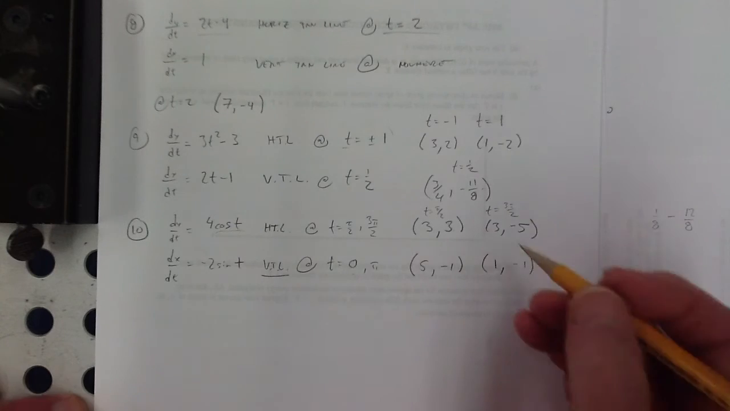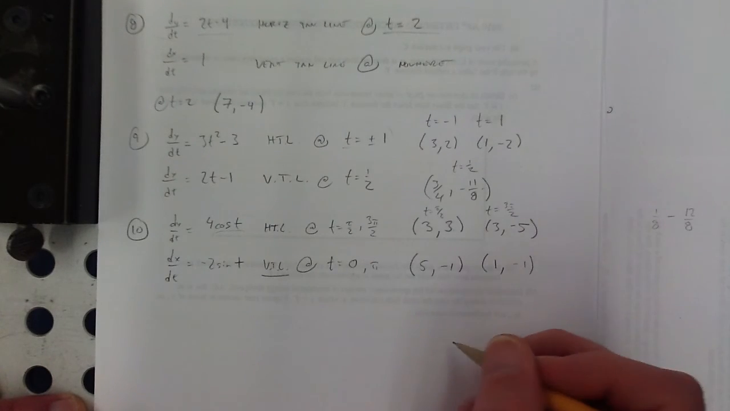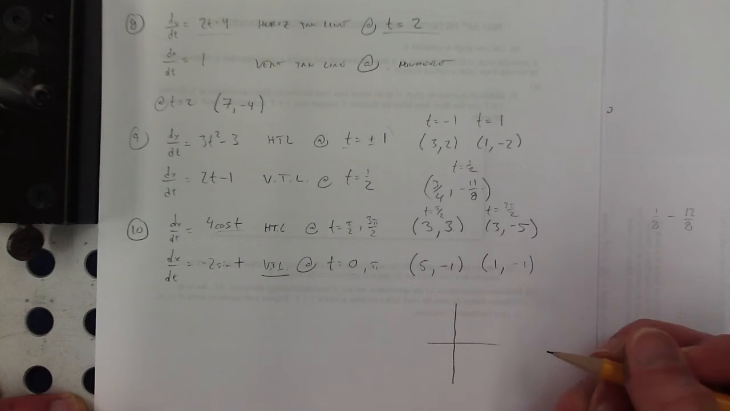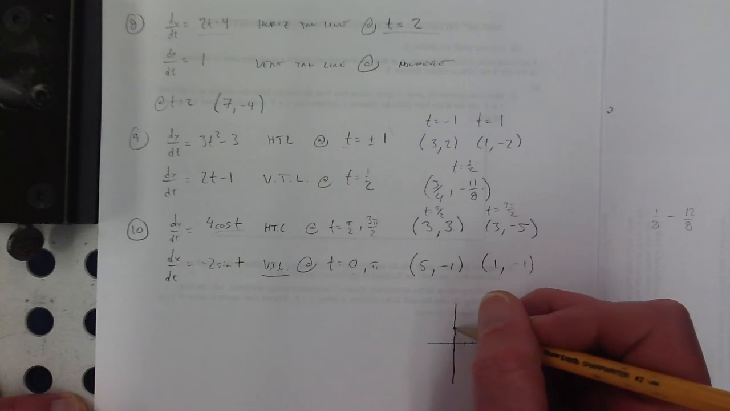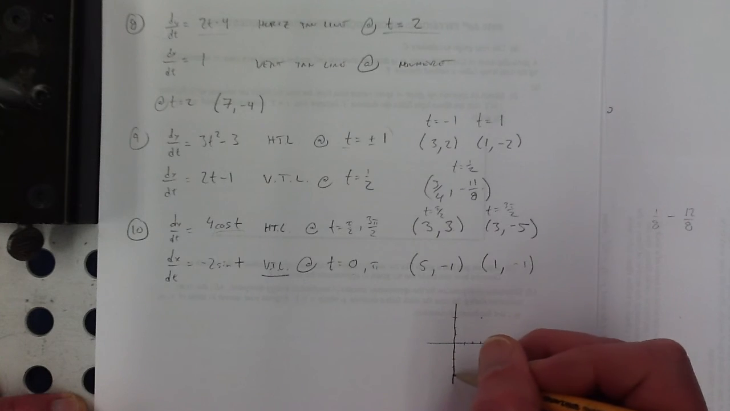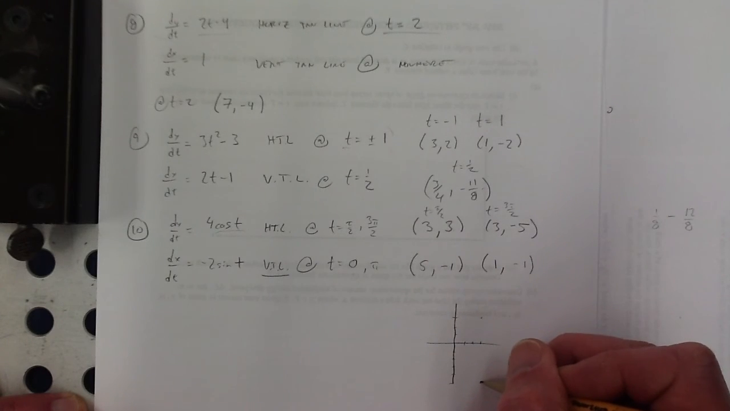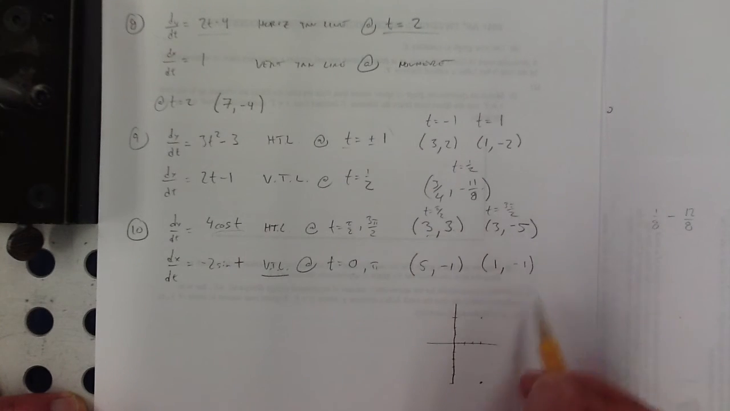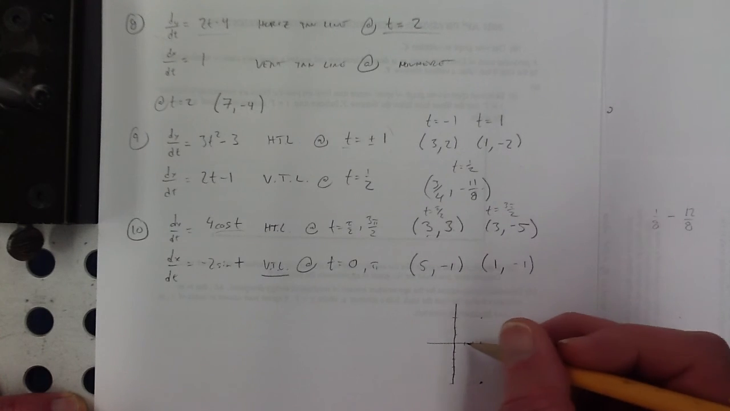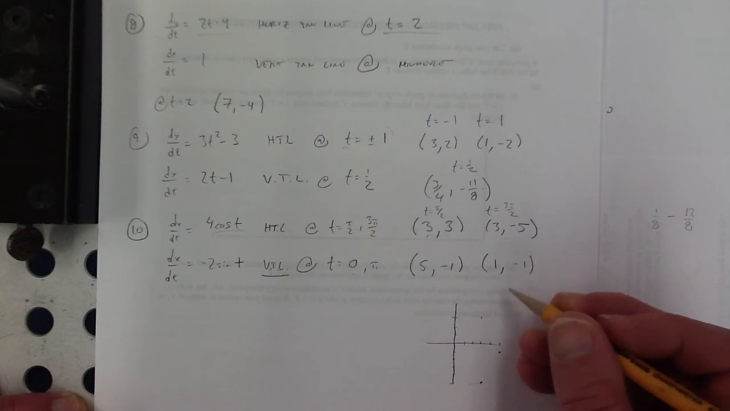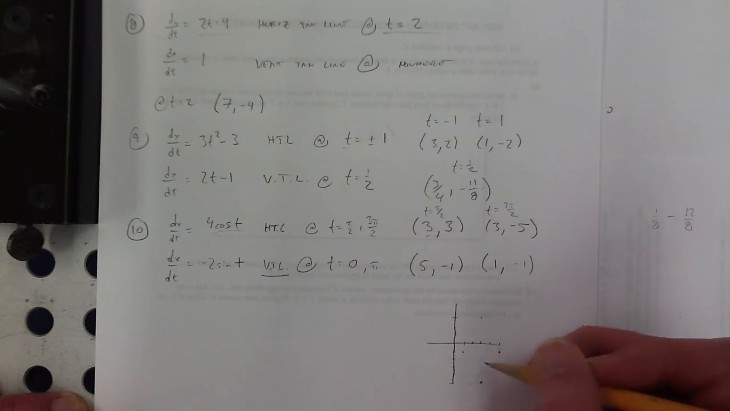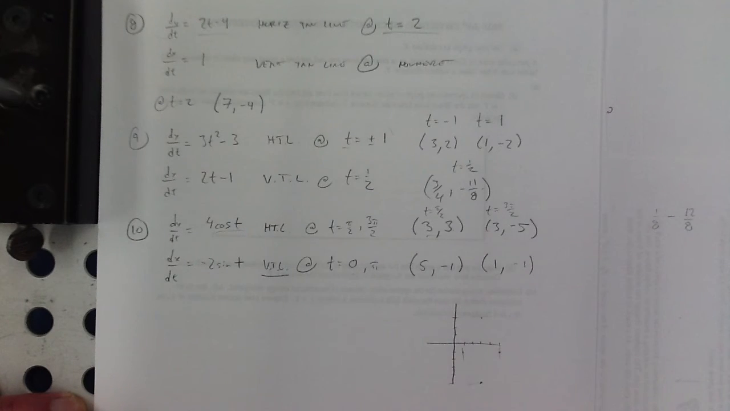I'm just going to make a quick sketch of what these points look like, and talk about it, because we don't want to be completely oblivious to what's going on here. So 3, 3, that's here, 3, negative 5. Those are the places where we have horizontal tangent lines. So whatever the curve's doing, it's horizontal there and there. And then 5, negative 1, and 1, negative 1. That's where it's vertical.